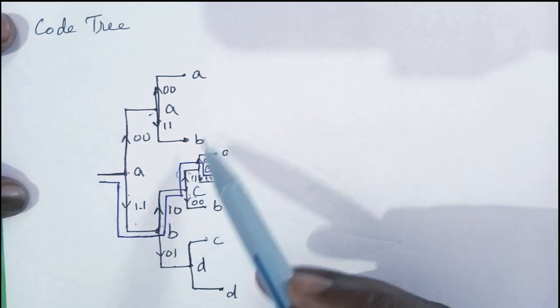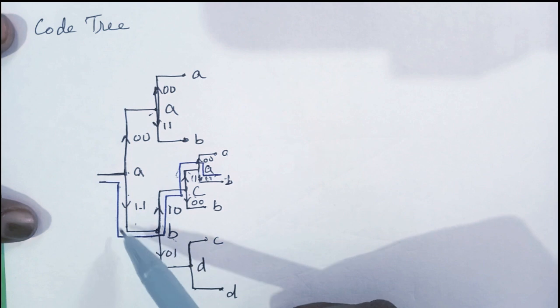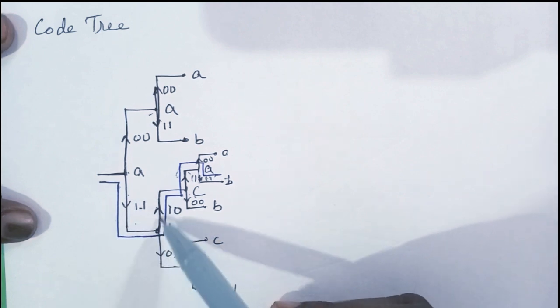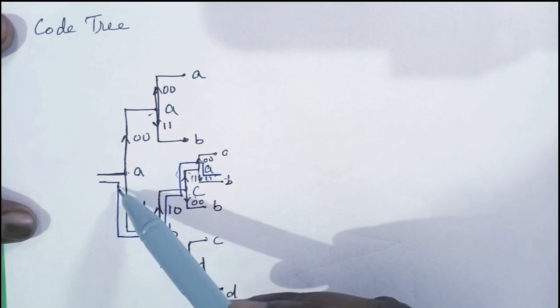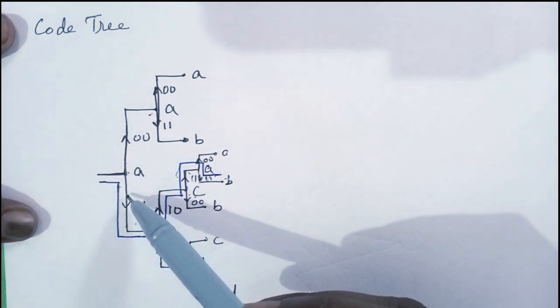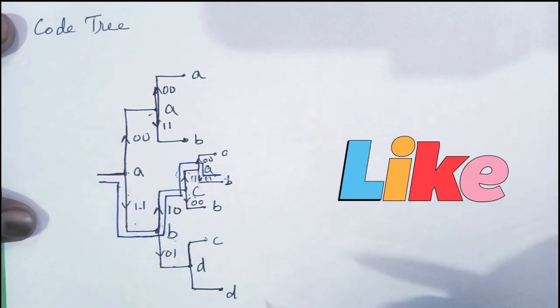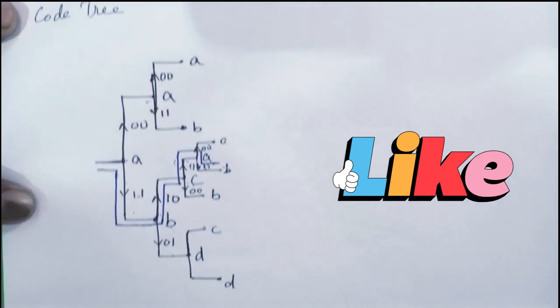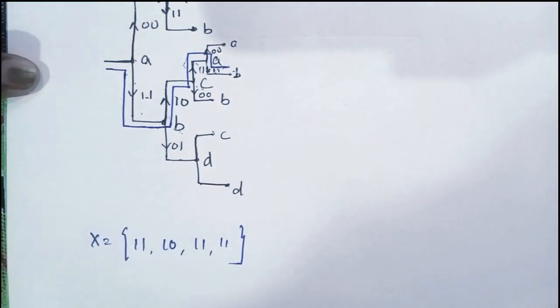Once you mark this tree, you can track the output for the input sequence 1 0 0 1. Why is it going down? Since it's 1. As I told you very clearly, whenever the input bit is 1, it should move in the downward direction, and if it's 0, it moves in the upward direction. So this is the output. Thank you for watching patiently.